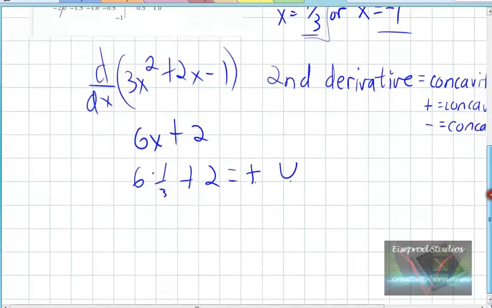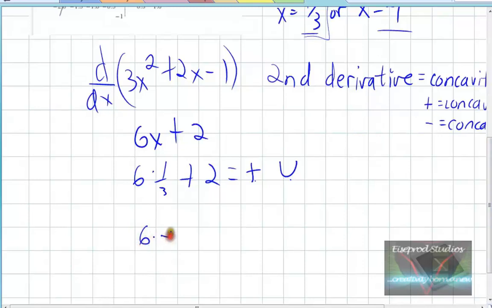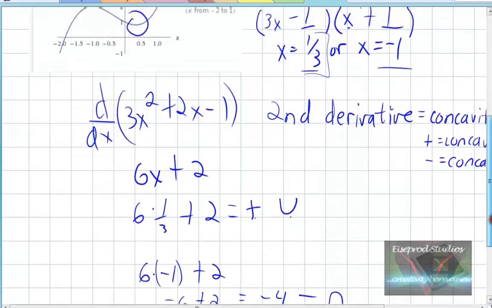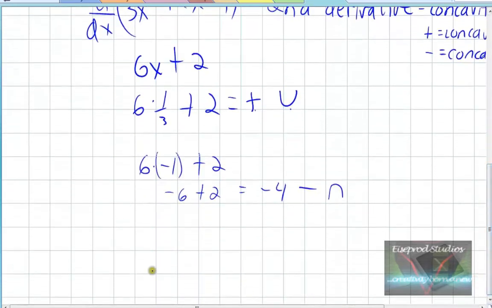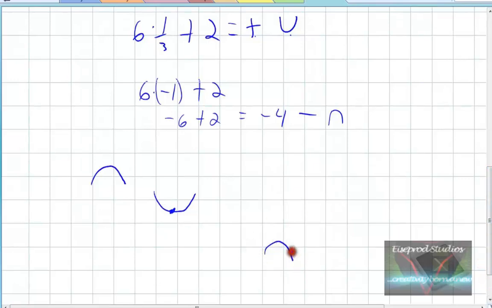So let's try at -1. Then we're going to have 6 times -1 plus 2. Well, then we're going to have -6 plus 2, which is -4, which is a negative number, which means that it's going to be concave down. Now, imagine that you have a graph, and at one point it's concave up, and at another point it's concave down. Which one are you going to assume is most likely the minimum? The one that's concave up. Now, that's not always the way it goes. It could be that it's like this. Then something down here would be the minimum or something like that.